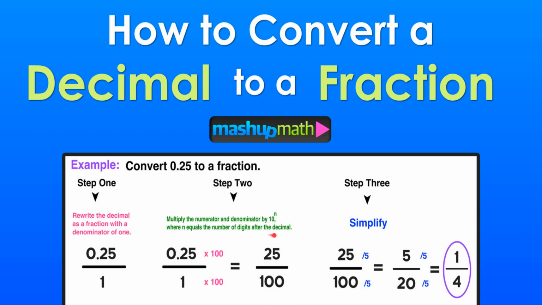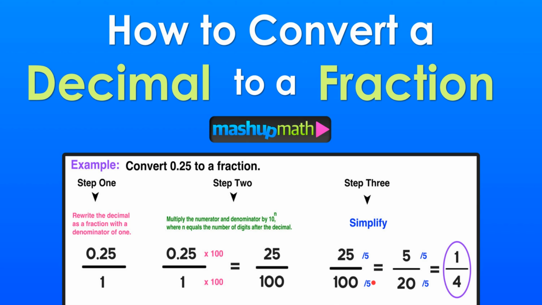Or simply you can remember, whenever you are converting the decimals, whenever you have got a point, just write 1 there, and to the right, as many numbers are there, you have to write so many zeros. So 0.25 becomes 25 by 100.